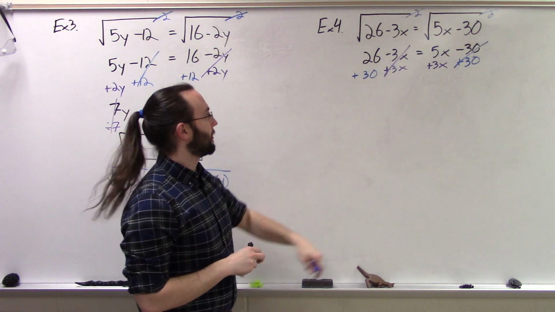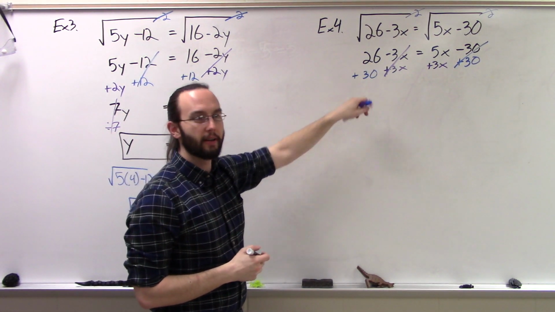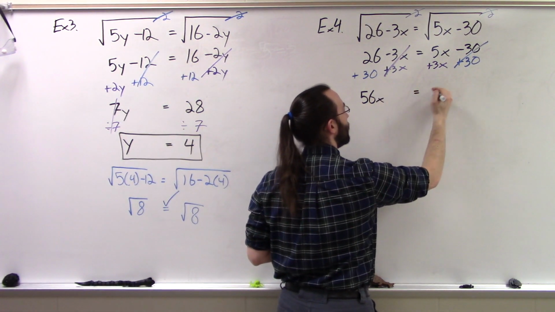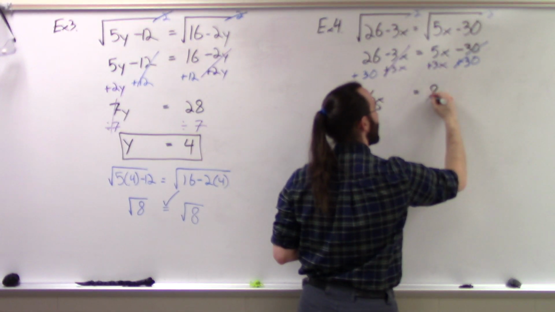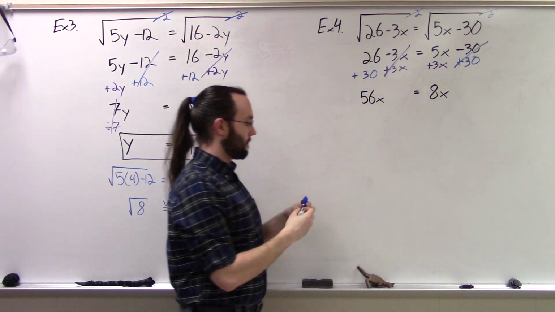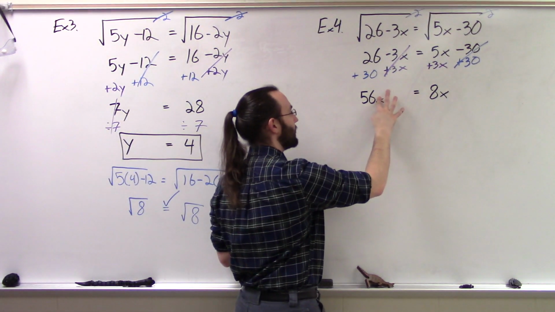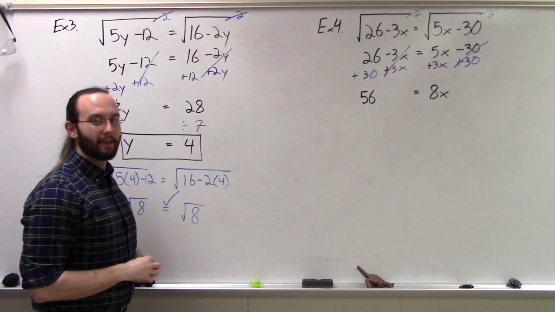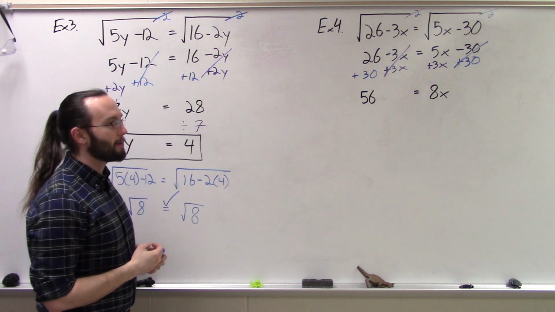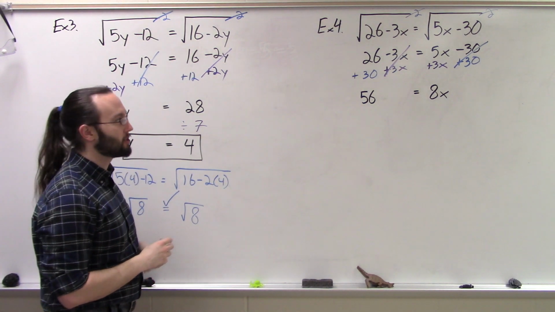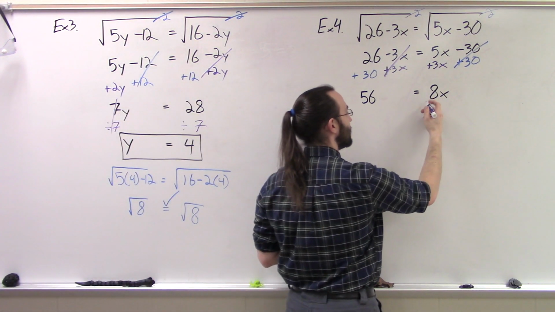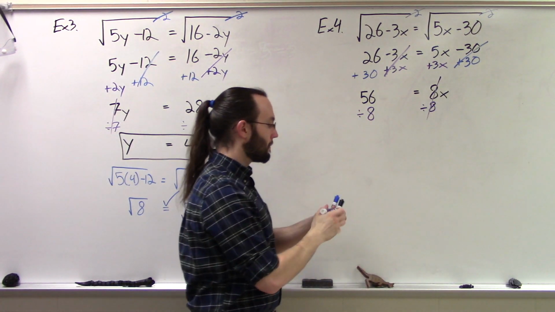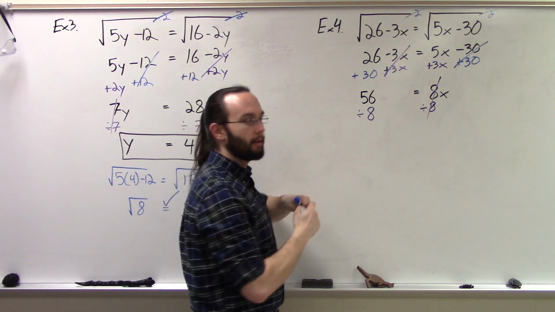And now we're in arithmetic land. 26 plus 30, that's a 56. 5 plus 3, that's an 8. Sorry, this should not have an x. Apologies there. And last but not least, to get rid of that 8, this is an 8 times x. The inverse operation then is division. So we can divide by 8. 56 divided by 8, that's a 7.